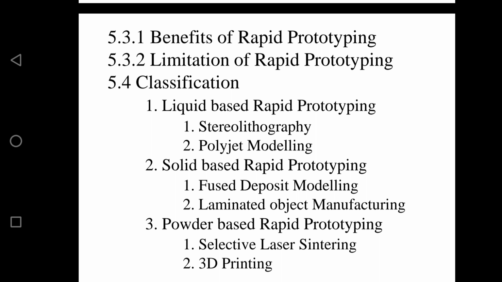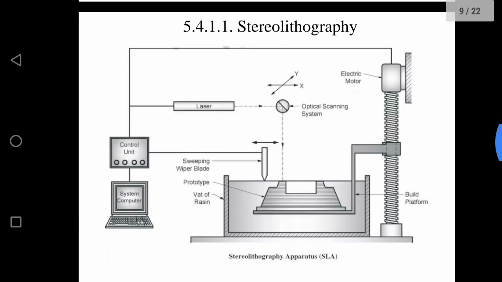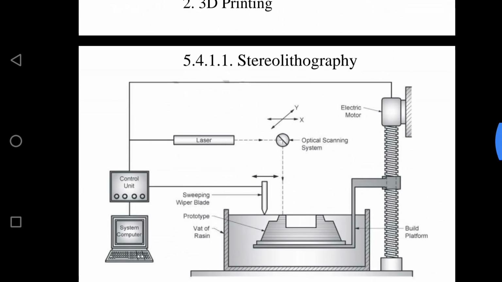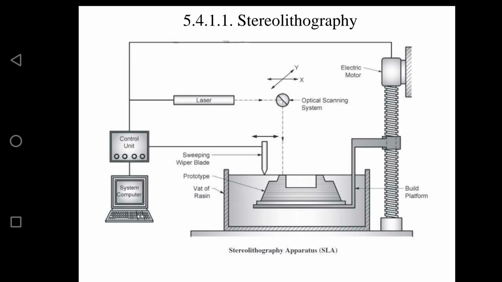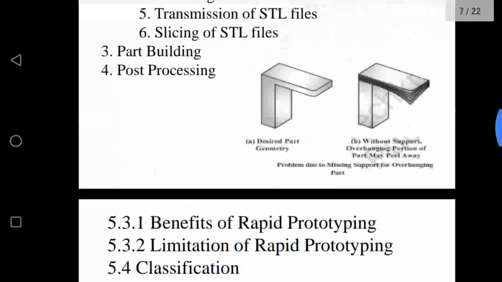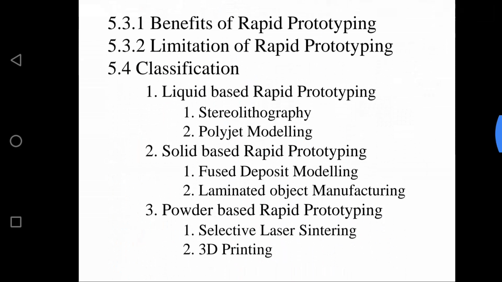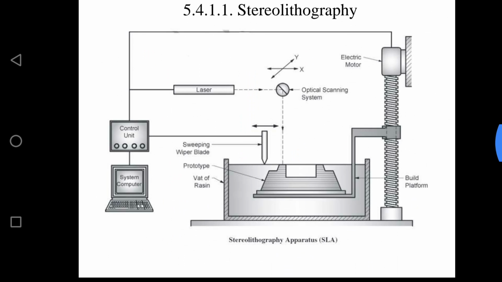Well, in classification, we are having three different classifications of the rapid prototyping. The first one is liquid based rapid prototyping, second one is solid based rapid prototyping, and the third one is powder based rapid prototyping. Well, in the first one, the liquid based rapid prototyping, we have two different types of the rapid prototyping process. One is stereolithography, then the next one is polyjet modeling. But as per your syllabus, you have only the stereolithography process. So we came to know what exactly the stereolithography process is.